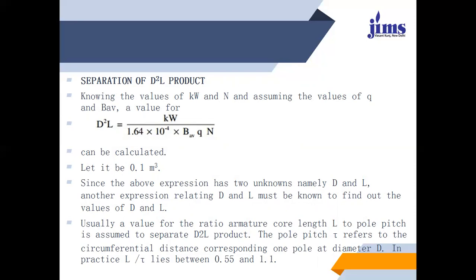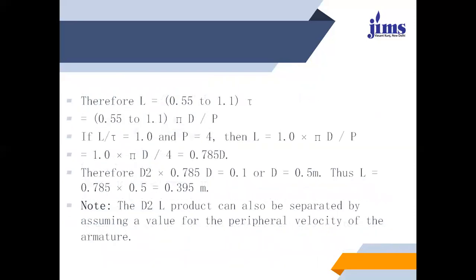In practice, L upon τ lies between 0.55 to 1.1. Therefore, L equal to 0.55 to 1.1 τ, that is, 0.55 to 1.1 πD upon P. If L by τ equal to 1 and P equal to 4, then L equal to 1 into πD upon 4, which means 0.785D. Therefore, D square into 0.785D equal to 0.1, or D equal to 0.5 meter. Thus, L equal to 0.395 meter.